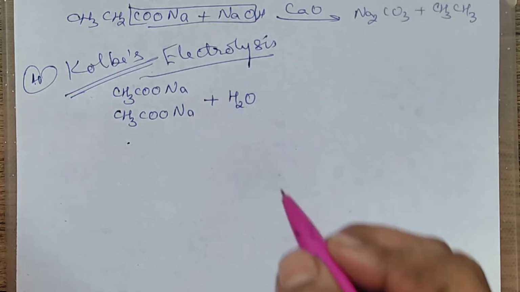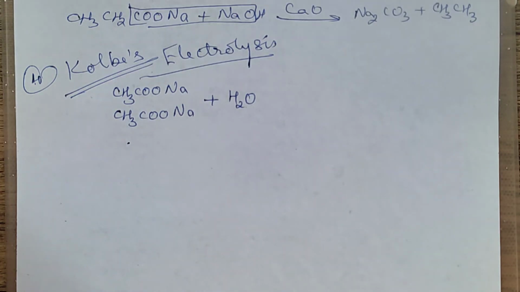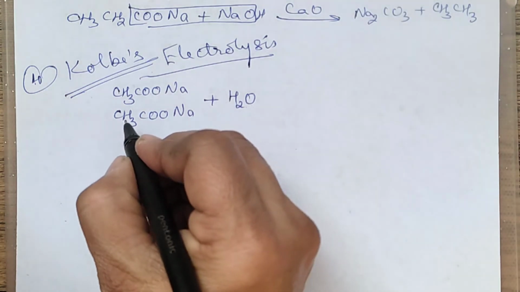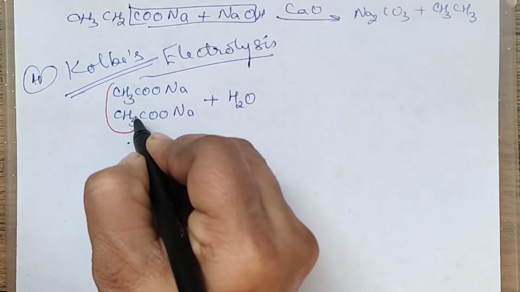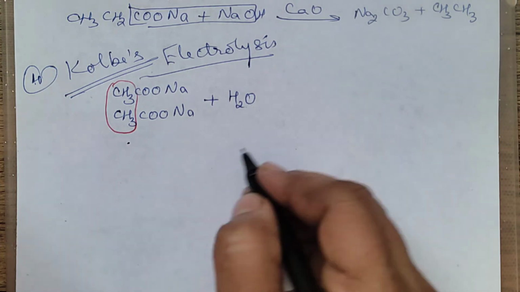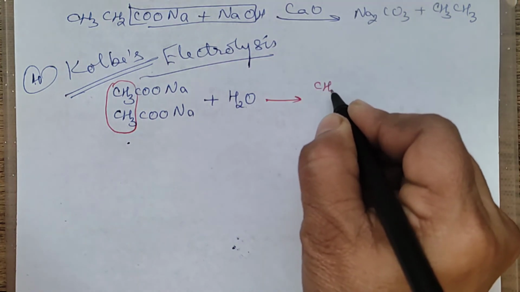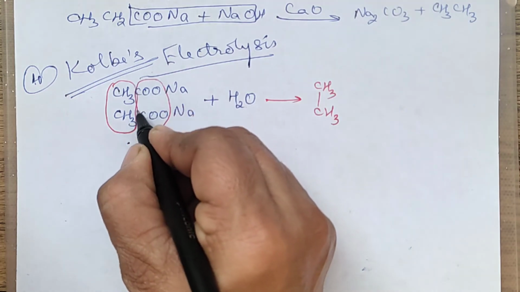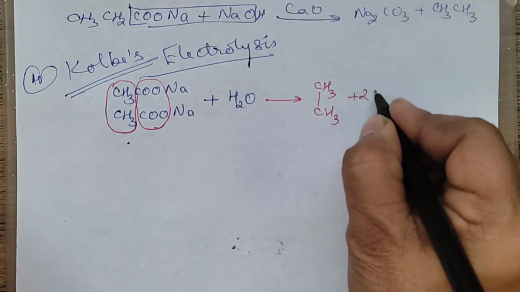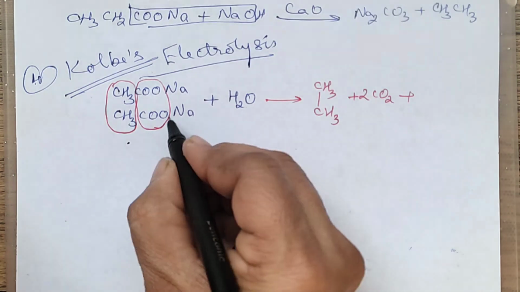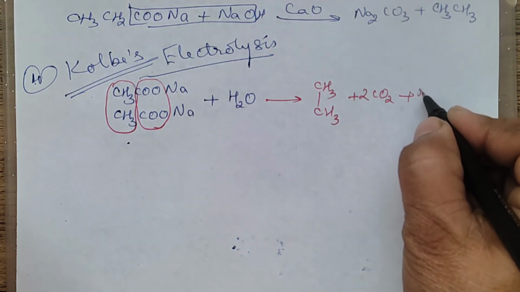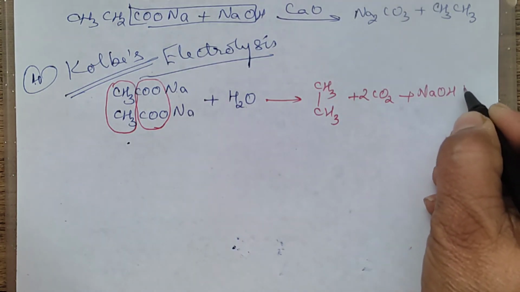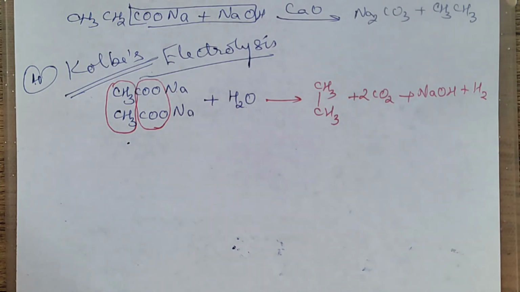Right. So if you are remembering the products, simply what you will do is these two will combine and form ethane, that is one of the products, CH3CH3. These two will combine and form 2 molecules of carbon dioxide. Then Na and water will combine and form NaOH, plus hydrogen gas will be released. That is one way of remembering it.